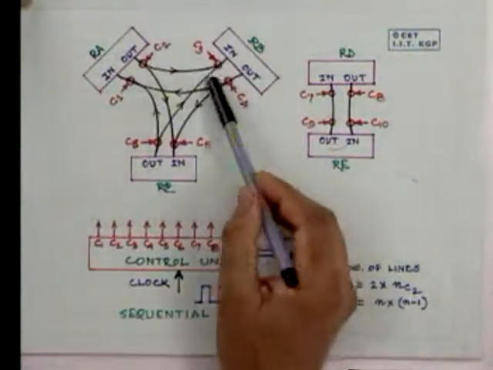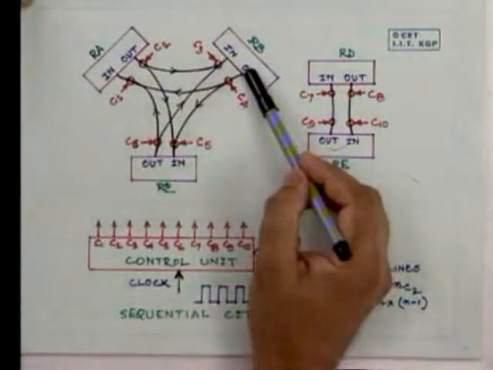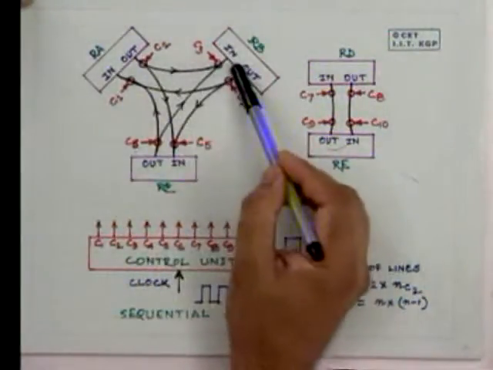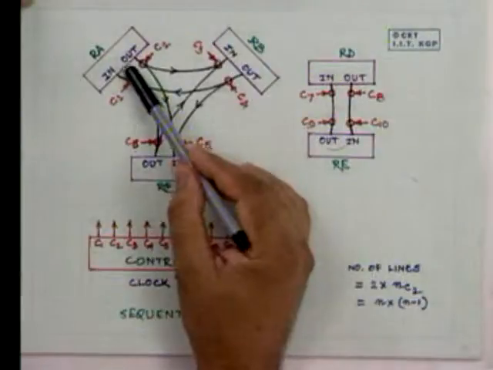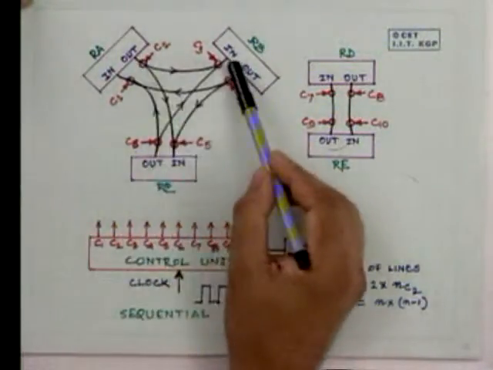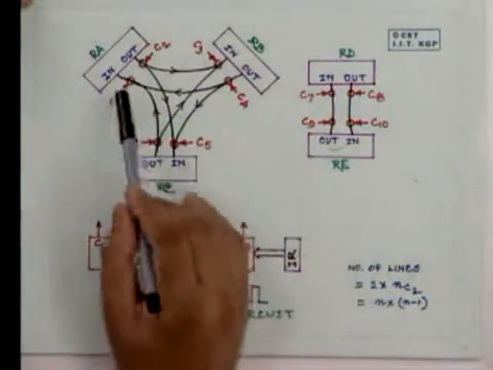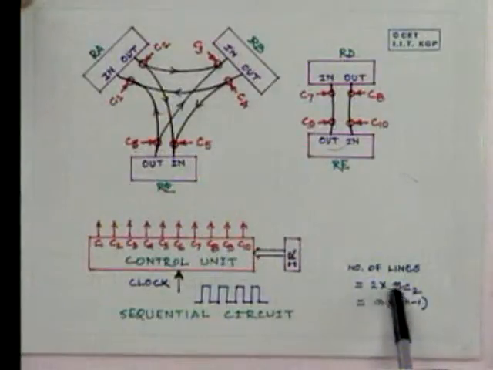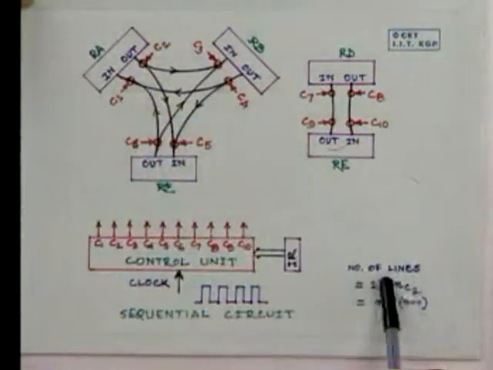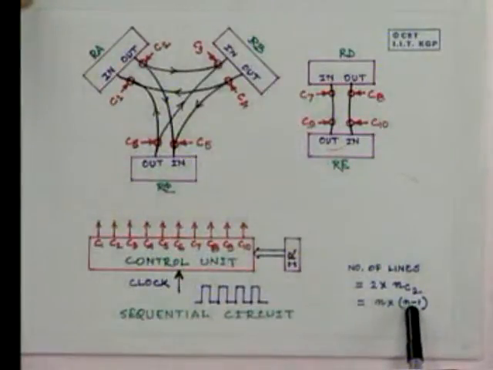Now, if we have a set of registers, say 3 here, between any two of which we want to transfer data, then naturally there will be 6 lines altogether. That means we will have 2 times nC2 combinations, which is basically nP2, that is n into n minus 1.